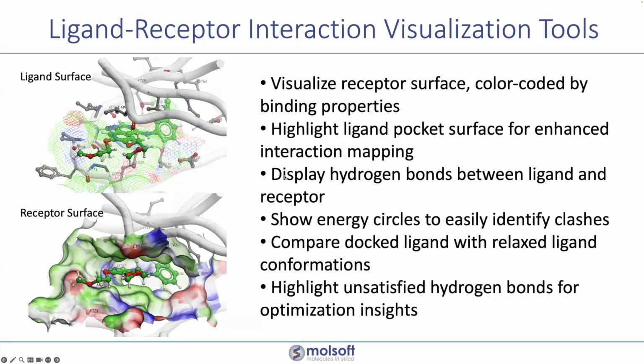So you can highlight the pockets, you can display hydrogen bonds, you can show energy circles, which will show any strain or clashes with the receptor. You can compare your docked ligand with the relaxed conformation of the ligand, which is sometimes useful when generating new leads. You can highlight unsatisfied hydrogen bonds, which may give you some clues where you could build onto.